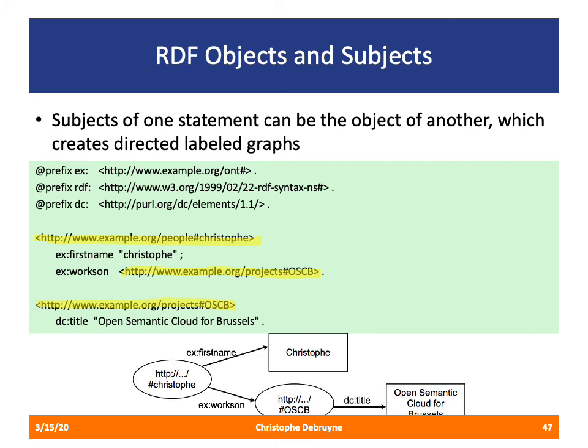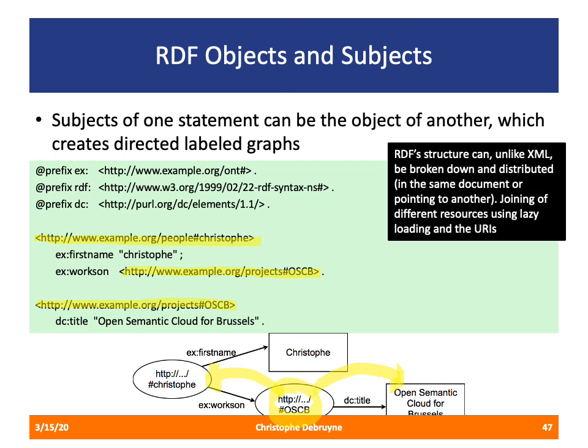Now, if you look at that, you can see that Open Semantic Cloud for Brussels is used both as an object of the statement Christophe works on that project, and is also used as the subject to declare the title of the project. Now, RDF structure can, unlike XML, be broken down and distributed, and this is quite important, in the same document or pointing to another document. And joining of the different resources using lazy loading and the URIs can be done in order to merge the different graphs.